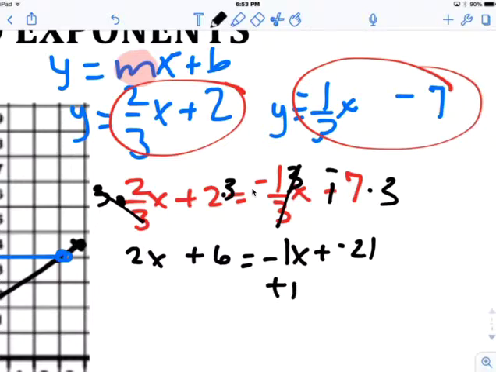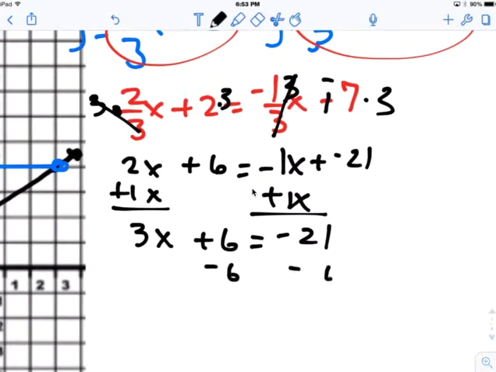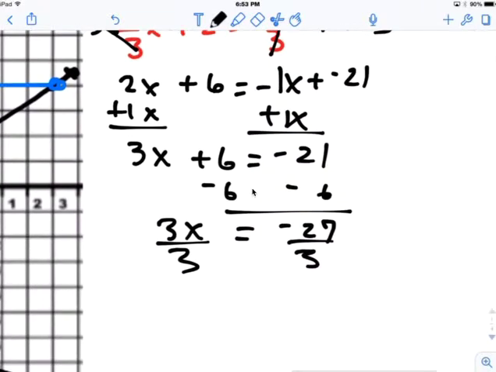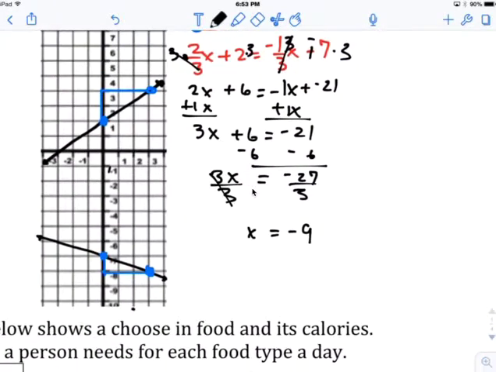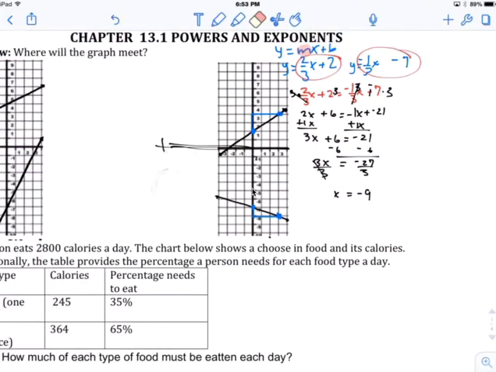Okay, and then you add 1x, add 1x. 3x plus 6 equals to negative 21. Then you minus 6, you get negative 27. 3x divided by 3. X equals to negative 9. Does that make sense? Yes, because it's going this way, x, negative 9, and some number, another negative number there. Okay, so negative 9 seems to be correct.